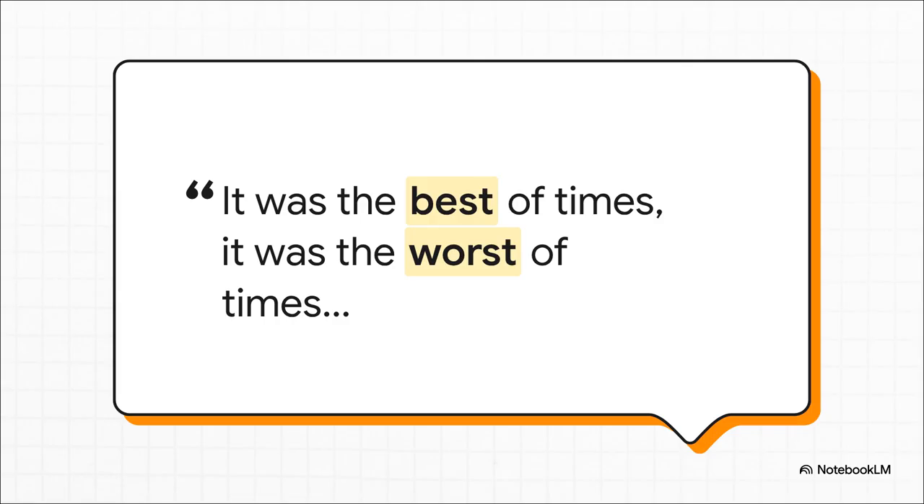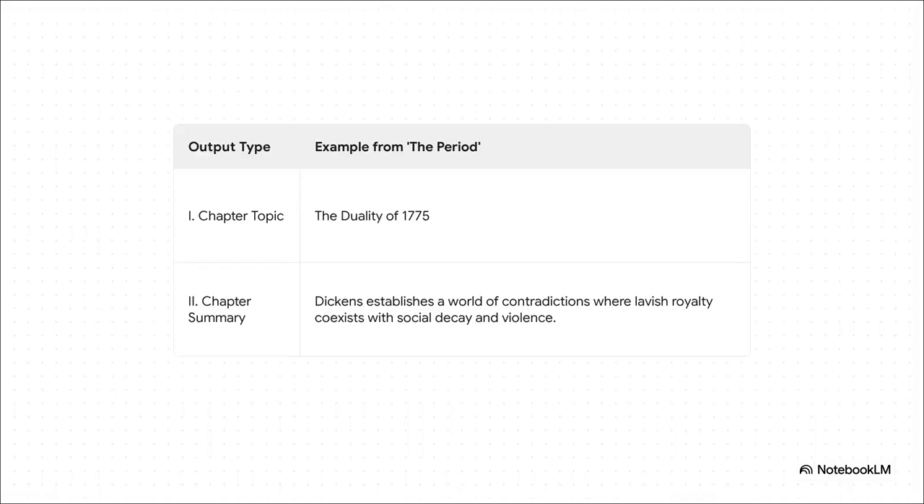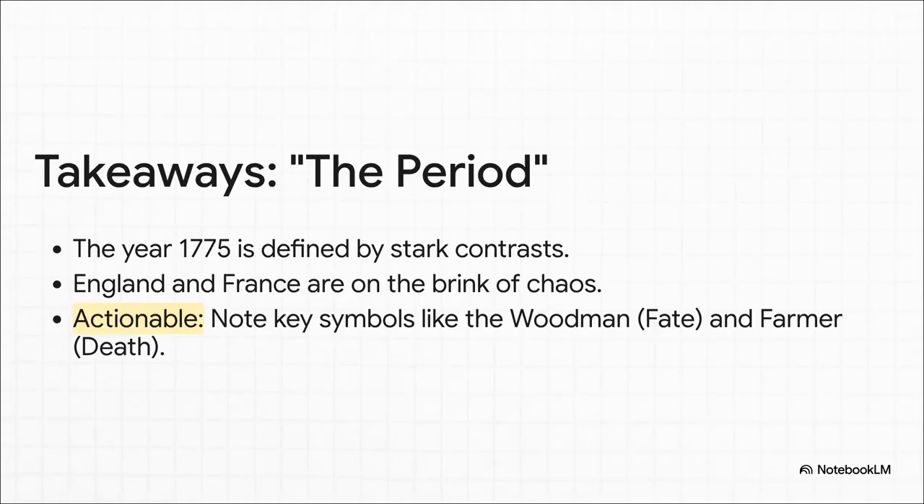So this is our raw material. How does the blueprint process it? You can see the system working right away. First, it makes you pinpoint the chapter's core topic, in this case, the duality of 1775. Then you write a short, fact-based summary. This creates this solid foundation for the deeper stuff that comes next. And here's the final piece of the chapter puzzle, 3 key takeaways.